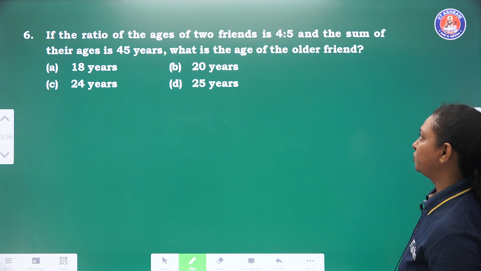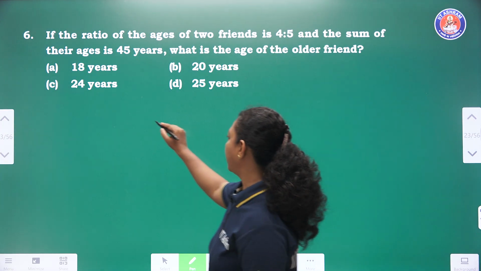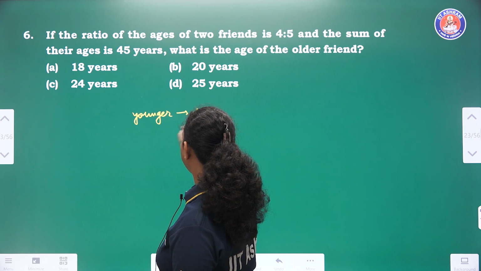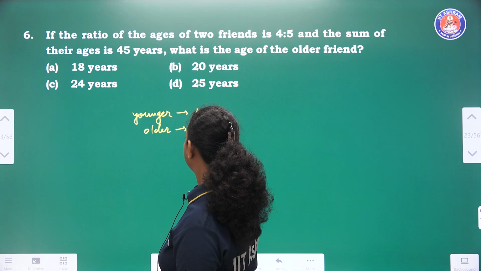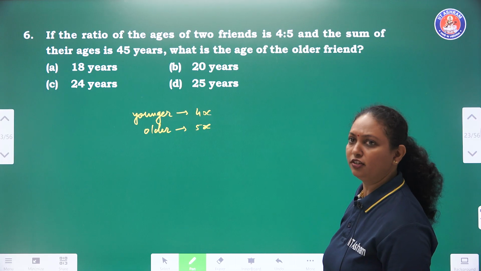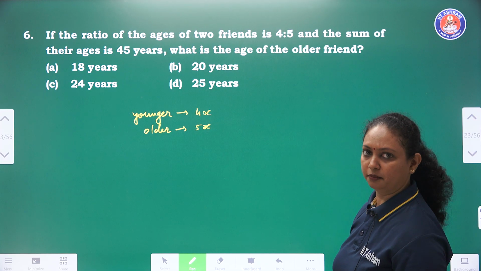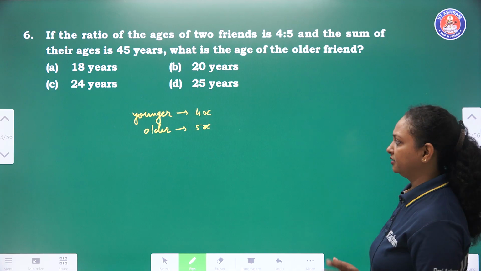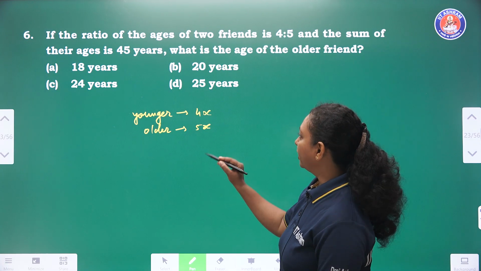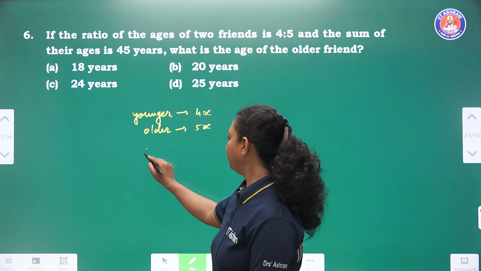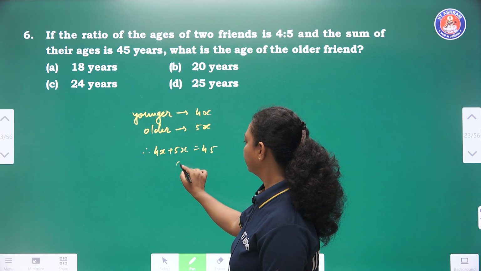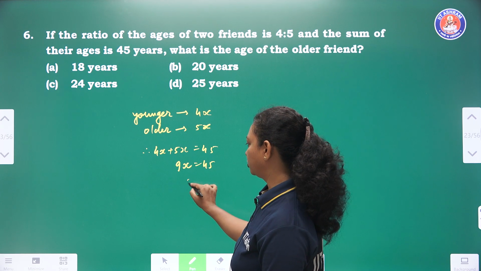The ratio of the ages of the two friends is 4:5. So let us assume the younger person has an age of 4x and the older one has 5x. Because the ratio is given, some number is commonly multiplied with both numbers. A ratio is always expressed in its simplest form. That's why we write some multiple of 4 and some multiple of 5. The sum of their ages is 45 years. So 4x plus 5x is equal to 45. 9x is equal to 45. So x is equal to what?